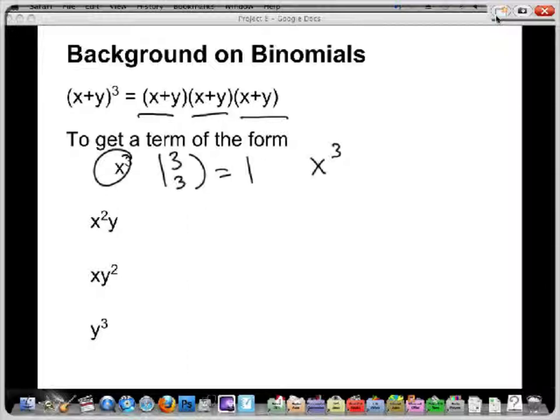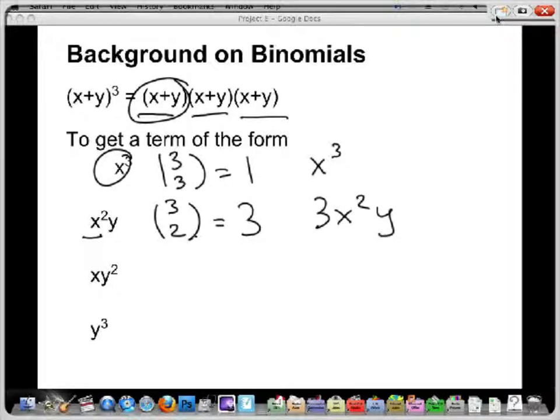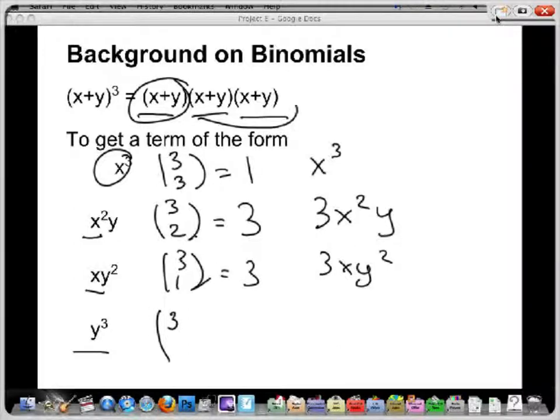Likewise, for x squared y, we need to choose two x's out of these three sums. So we get 3 choose 2, which equals 3. That gives us our coefficient of 3 for 3x squared y. If we do the same thing here, we want 1 x, so we get 3 choose 1, which is 3, giving us 3xy squared. And for y cubed, we want 0 x's out of these three sums, so we have 3 choose 0, which equals 1, giving us 1 y cubed. If you compare this to multiplying it all the way out, we get the same coefficients. So if we generalize this type of logic, we can get the binomial theorem.